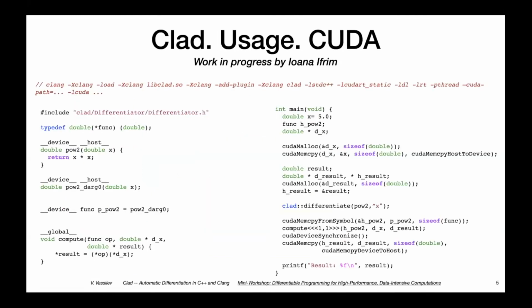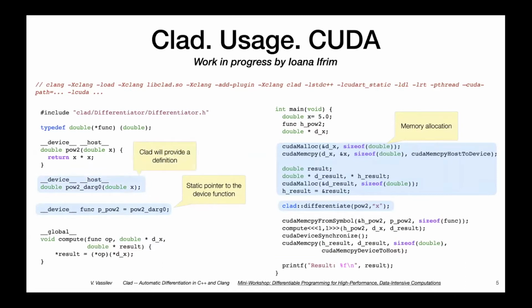We are working on supporting CUDA code, and this work is done mostly by Ioana Ifrim. And here we are showing the way that things currently work. So the example of power 2 translated into CUDA code would essentially use the generic CUDA memory allocation model. Then we would call differentiate on x. This would then create a bunch of things.